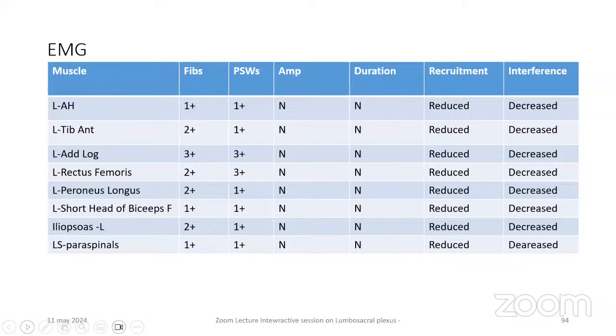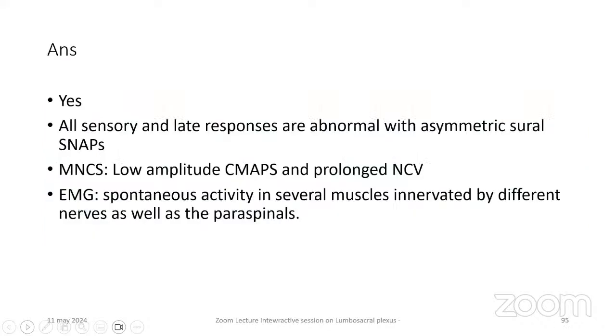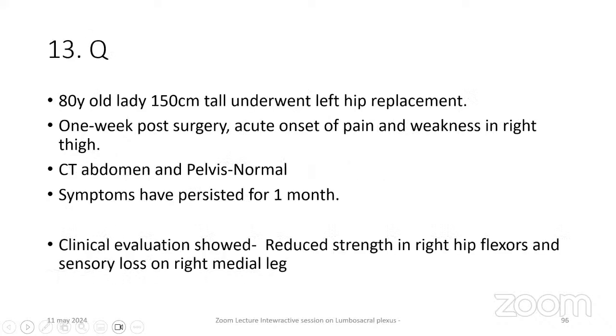The EMG is showing fibs and positive sharp waves in all muscles which you can think of, with altered amplitudes and duration, so it's diffuse. All sensory and late responses are abnormal with asymmetric low SNAPs, low amplitude CMAPs, and prolonged nerve conduction velocity, with spontaneous activity in several muscles innervated by different nerves as well as the paraspinals. So it's a radiculoplexopathy.